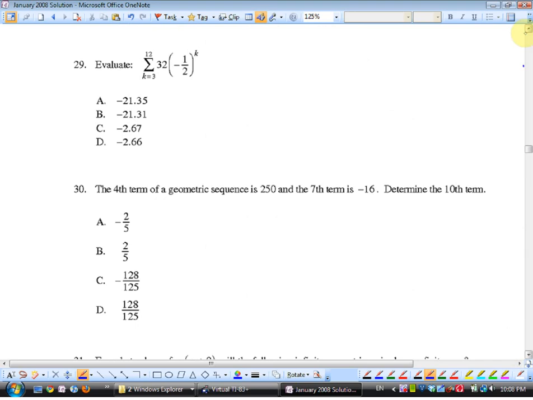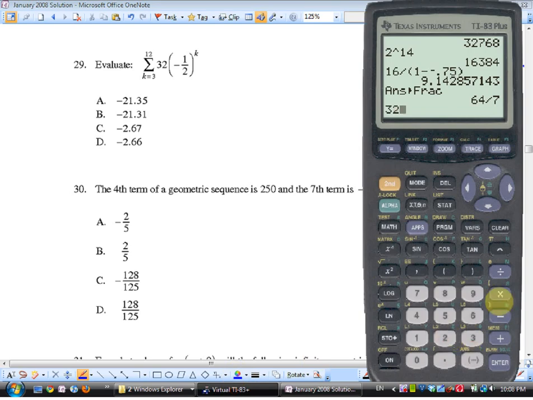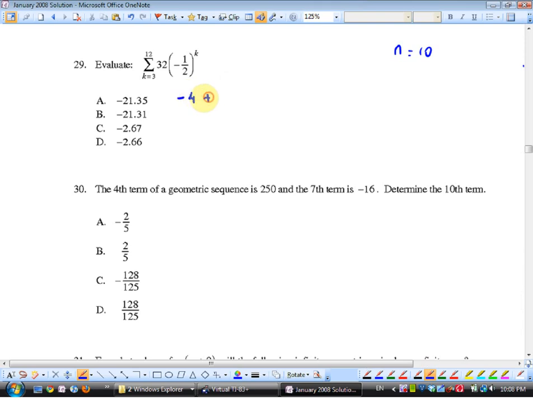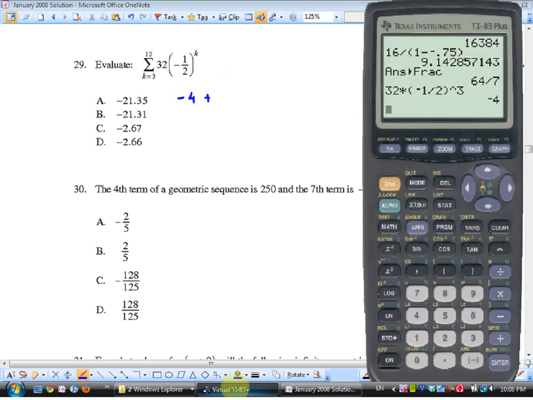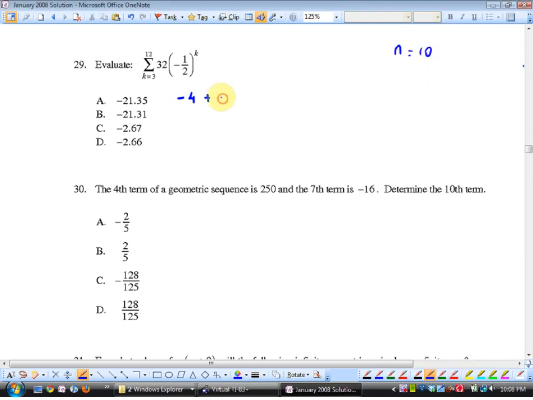Evaluate. Okay. I got a 3 here. I got a 12 here. 12 take away 3 is 9 plus 1. There are 10 terms. The first one is 32 times bracket negative 1/2 to the power of 3. The first one is negative 4. The second one is this same thing to the power of 4. The second one is 2. That's enough for me. I think I can figure out the rest of this.